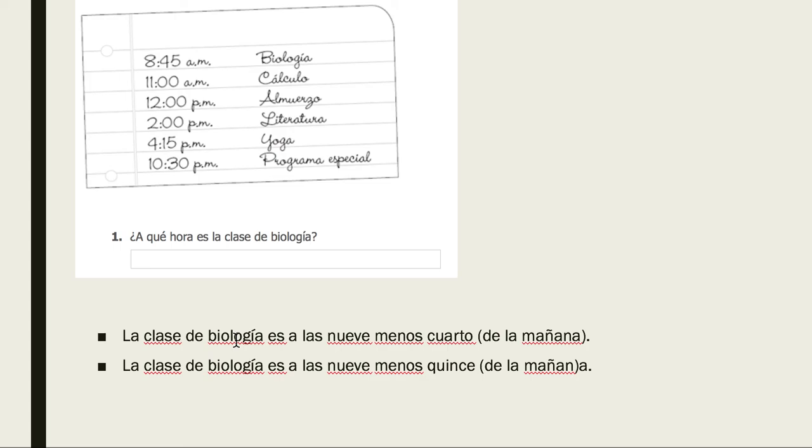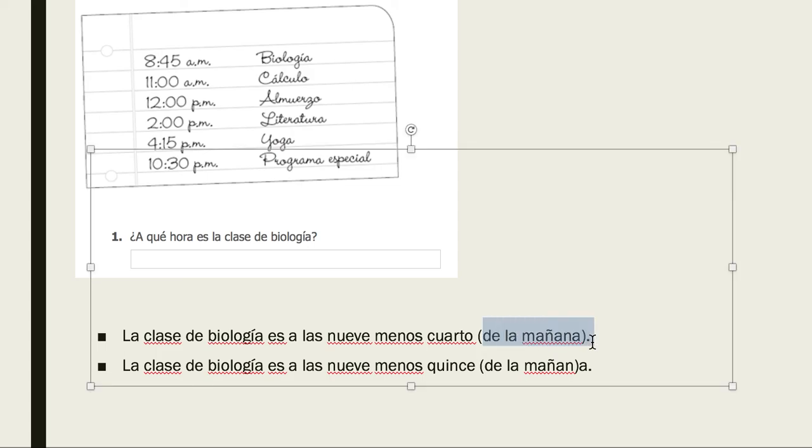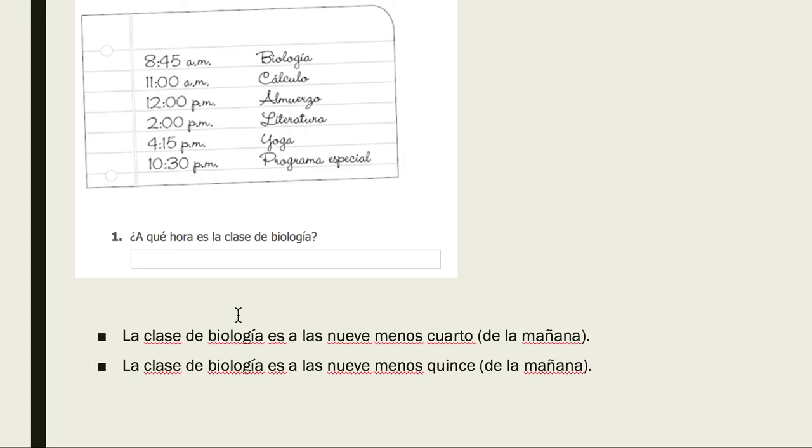So you can either answer it like la clase de biología es a las 9:15, and de la mañana is optional, or you can say la clase de biología es a las 9:15 de la mañana, which is also optional. So whatever you feel more comfortable with answering, the system accepts all of them.